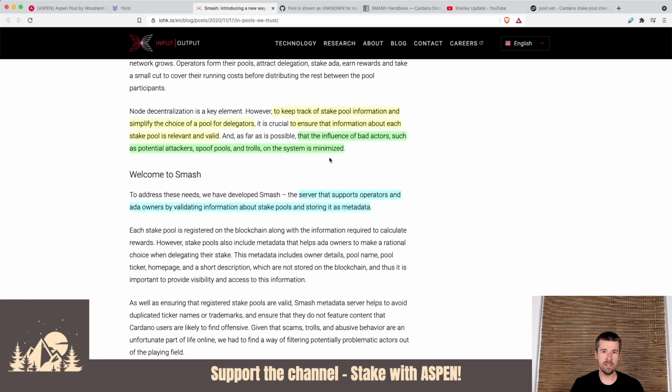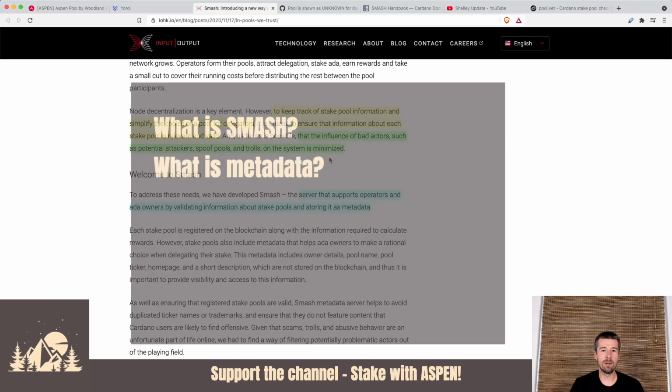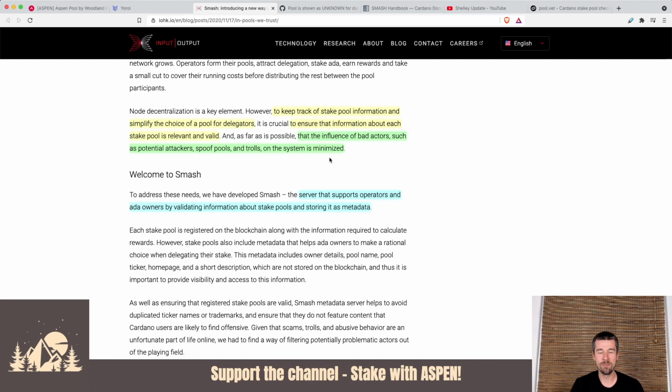The intent is let's store some metadata and we'll use that in some way to make sure that we can give people relevant information about pools when they're selecting those pools, but also through the Smash server, we can have this information stored and distributed to make sure that people aren't changing things about their metadata. But we keep using this term metadata, and some of you are probably wondering, what is metadata? Or those of you that are familiar with metadata are wondering, okay, but what are the different metadata properties that are being tracked for these different stake pools? So let's take a look.